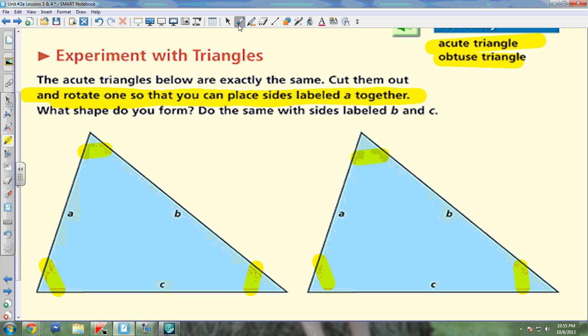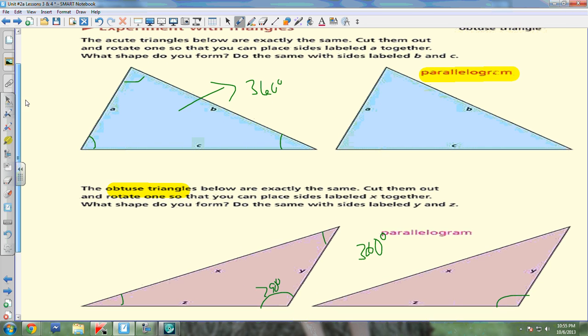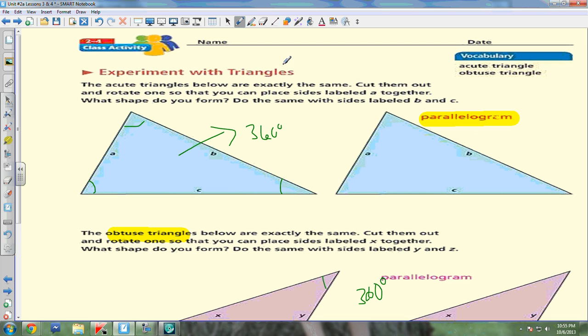Now to be an acute triangle, all angles inside the triangle need to be less than 90 degrees for a total of 180. Obtuse, one angle in the triangle has to be greater than 90 degrees. Okay, and if you put 2 of them together, you end up with a parallelogram.